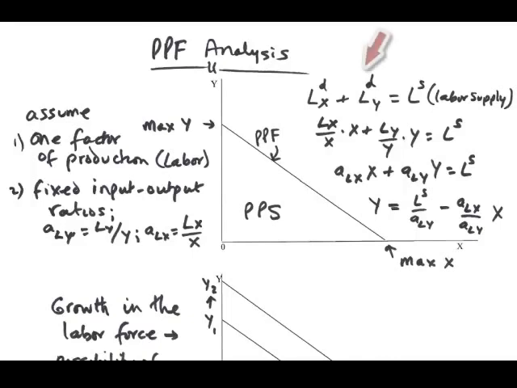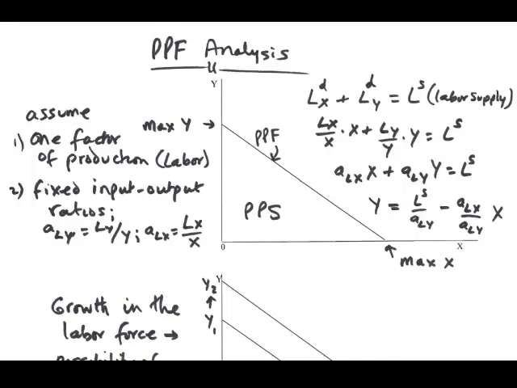If the labor demanded in the economy is equal to the labor supplied, and labor is demanded in each of sectors X and Y, we can take LX and multiply and divide by X, in the process creating the input-output ratio times the quantity of X produced. Likewise for industry Y, multiply and divide by Y, so we get the input-output ratio in industry Y times the quantity of Y.